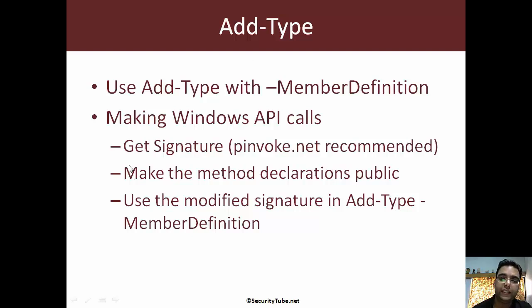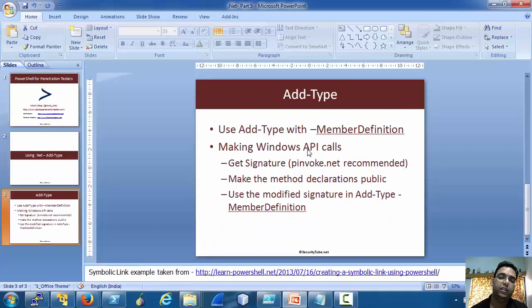We need to get the signature or the usage of the API we need to invoke. pinvoke.net is a fabulous resource for that. Once we have the signature, we need to enclose it inside a here-string and make the methods public so that our code can use it. And then we can use the modified signature in the Add-Type cmdlet.